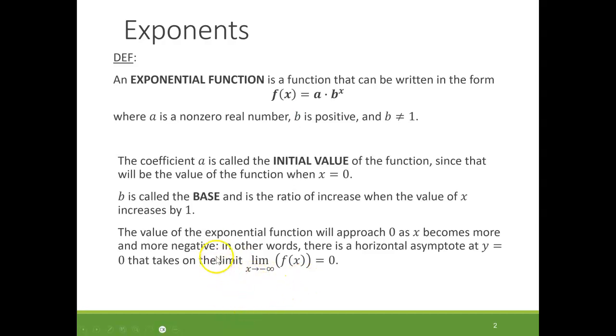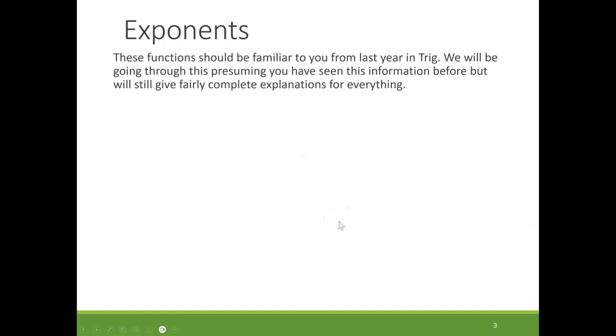So the limit notation we'll use to represent that is just the limit as x approaches negative infinity of f of x is equal to 0. And I think AP guys, you guys write your end behaviors with limits. That looks like a familiar notation anyway. Good. All right.